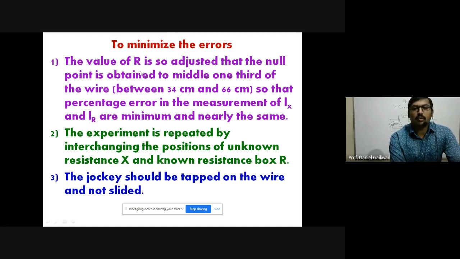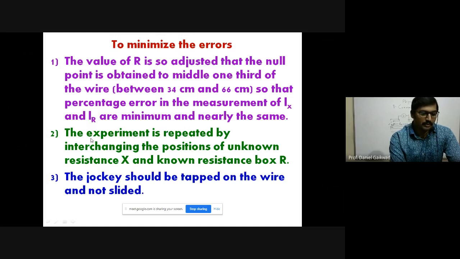Accordingly, we have to select the value of R from resistance box, so that percentage error in measurement of Lx and Lr are minimum and nearly same. So this will be the condition. When we begin with our practicals, then we will explain practically how to take readings, or how we adjust the length or null point in between 34 to 66. So that is practical work.